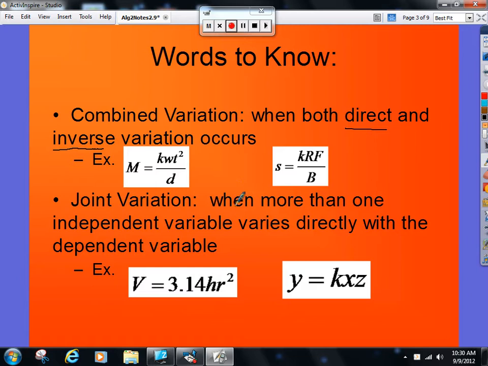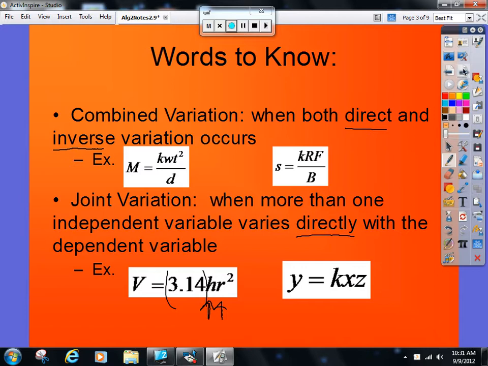Joint variation is different. That's only direct all the way, but there's more than one direct relationship. V equals 3.14 HR squared, both direct, and Y equals KXE, all direct. Notice this K is always showing up. K, K, K, and in this case they have a value for K. Alright, super fun. I like it a lot.